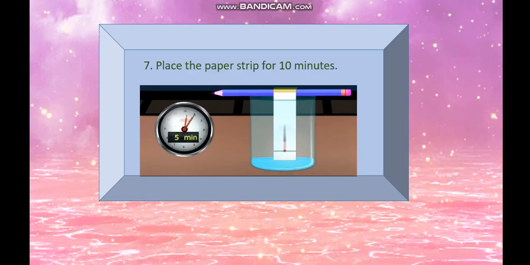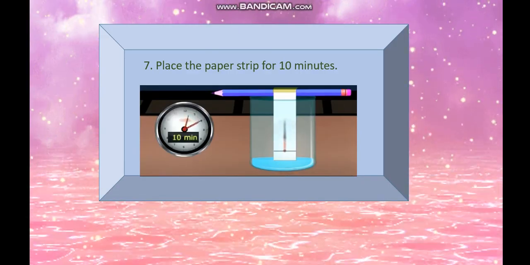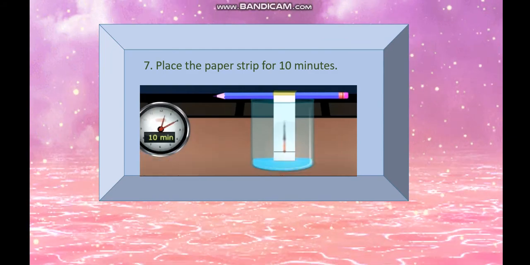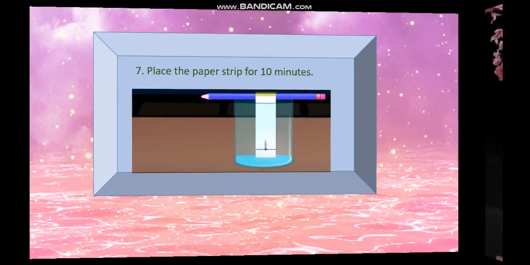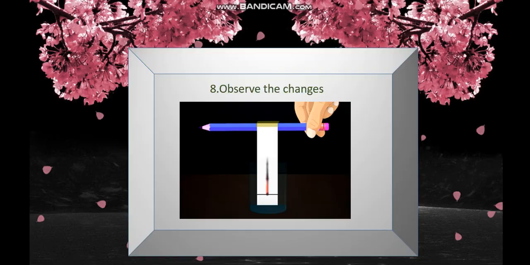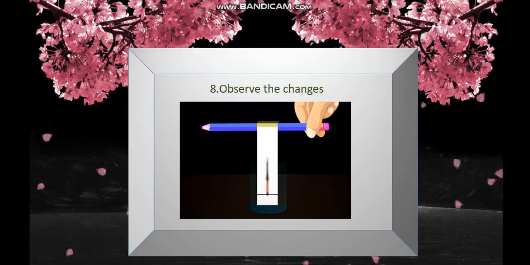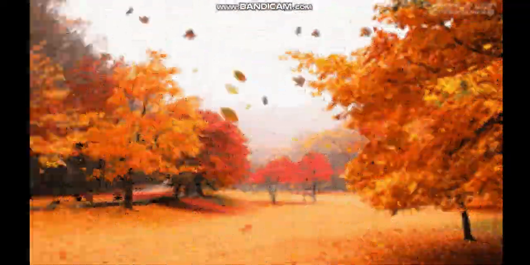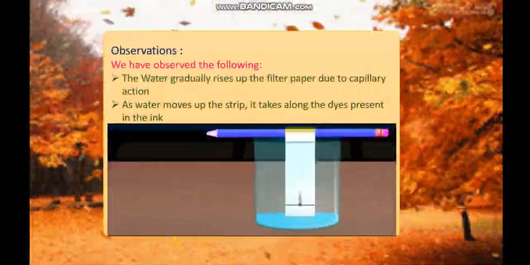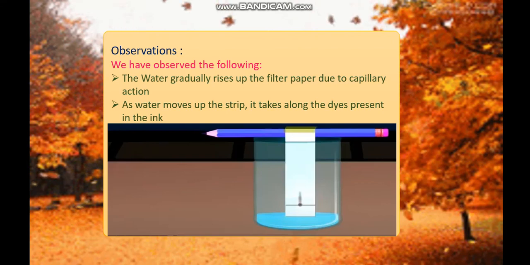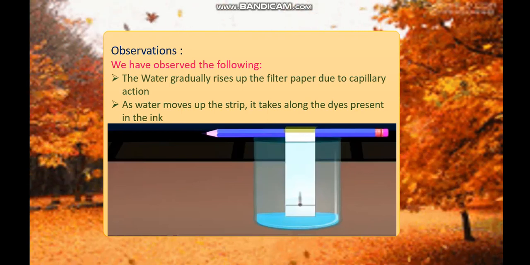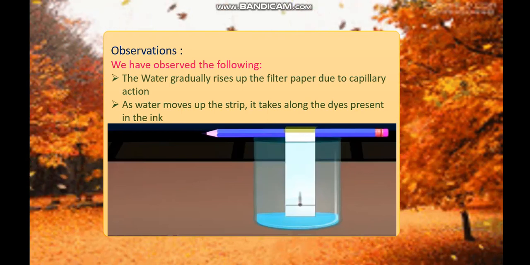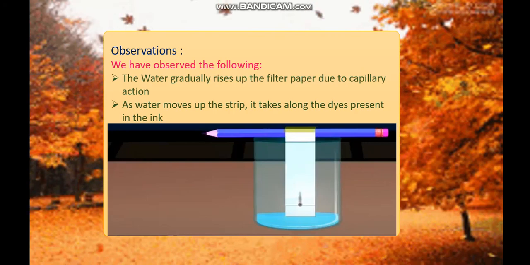Observe the changes, and this is exactly what you're going to get in your activity too. Now you're supposed to observe the changes. And the observations go like this. The water gradually rises up the filter paper due to capillary action. And as the water moves up the strip, it takes along the dyes present in the ink.